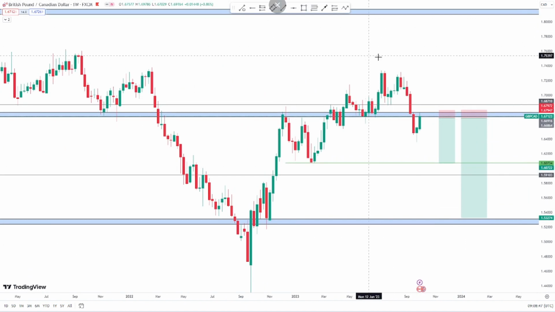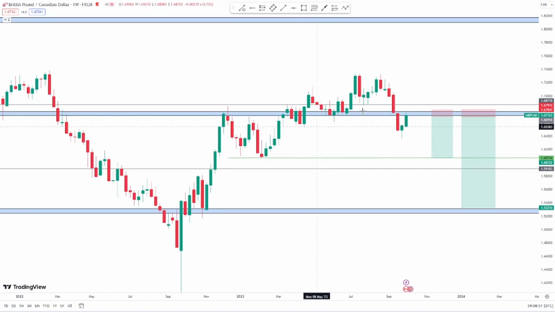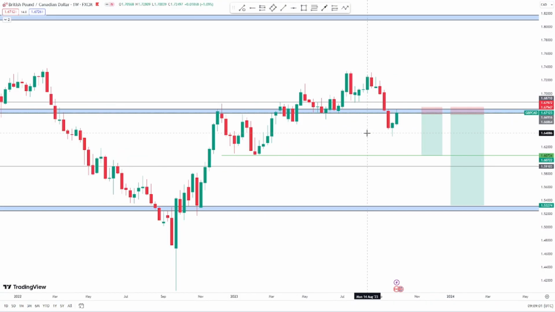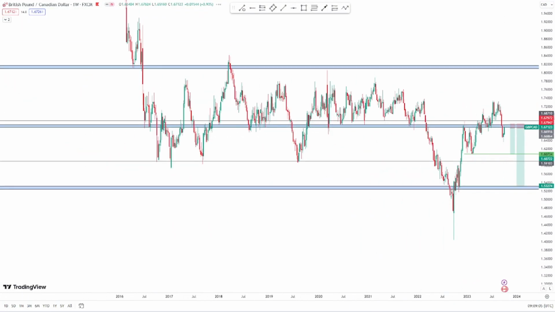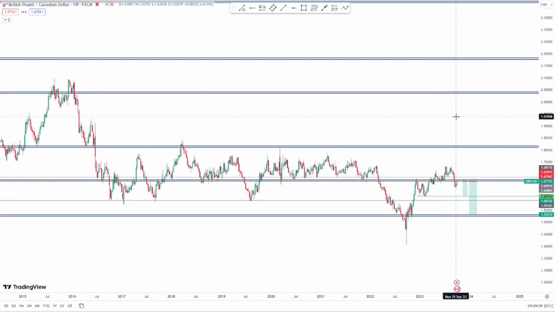price created this double top around here, and a double top signifies a reversal. So what we'll be looking for: price created a double top, broke a key level, and is now retesting the key level, like so. So what we are going to do now is scroll down to lower time frames.